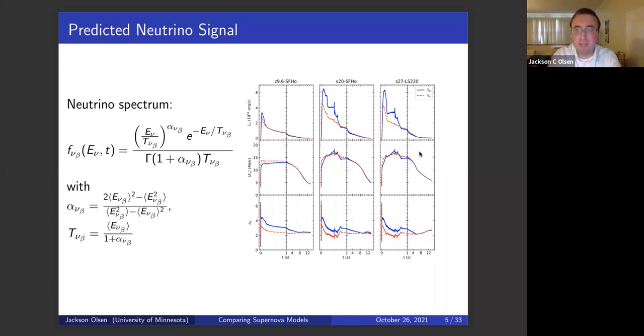Then the middle panel shows the average neutrino energy, and the bottom panel shows this alpha parameter, which is used to parameterize the neutrino spectrum. It depends on the first two moments of the energy, and I have it defined over here.